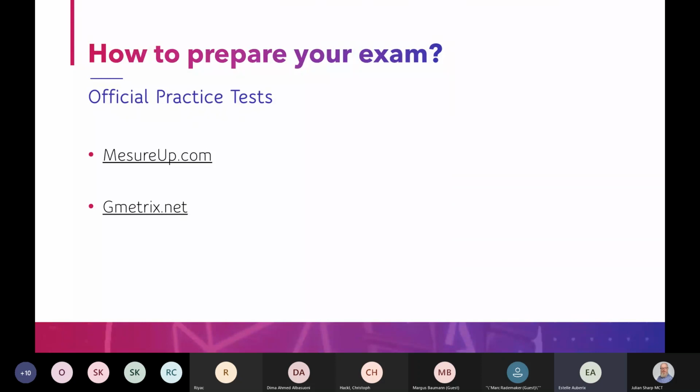They are official because Microsoft is selling this test, but be aware that I saw some tests with wrong answers. So don't learn the answers by heart. Always think and check if the answer is correct or not. Generally, it's correct, but I saw some wrong answers.